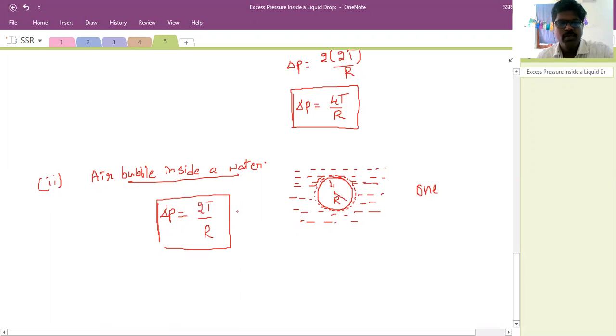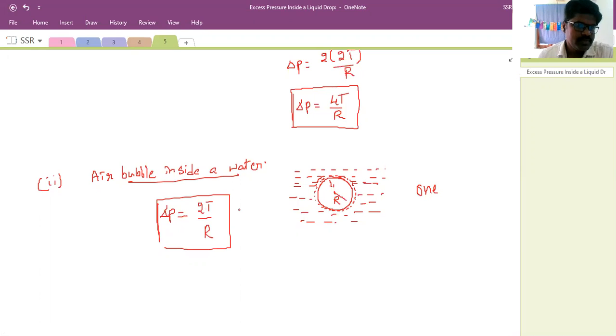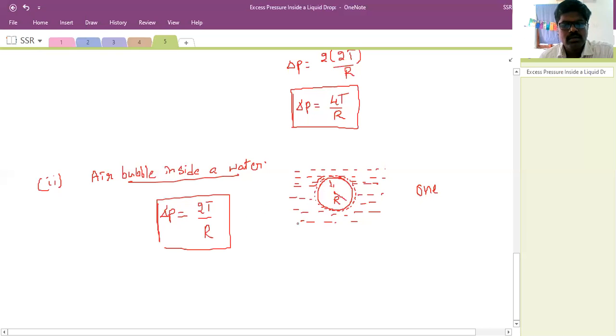This is about the important application or case you can take: the excess pressure inside an air bubble placed inside water. Okay. So this is an important point. Now you can compare a soap bubble and a liquid drop. Suppose third case, soap bubble and liquid drop, or air bubble inside water. You can take anything. Now in which case will the excess pressure be more? In which case will the excess pressure be more?